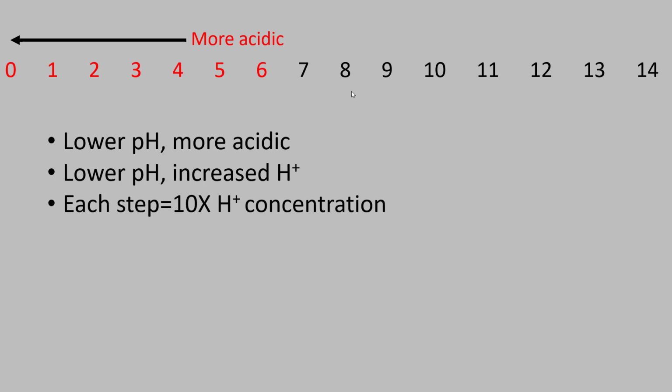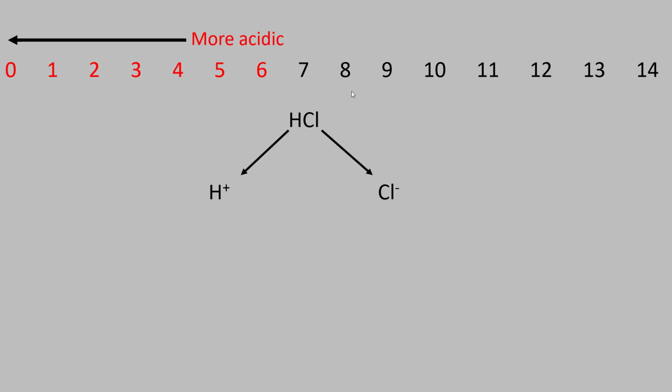2 has 1,000 times as much H plus as 5. We go up by a factor of 10 at each step. So let's get an idea of what an acid looks like. A good example is hydrochloric acid, HCl. What makes something an acid? What does it do in water?